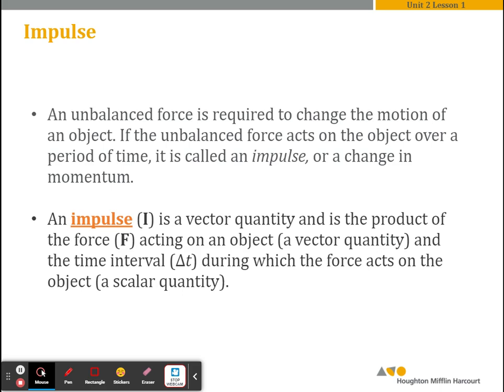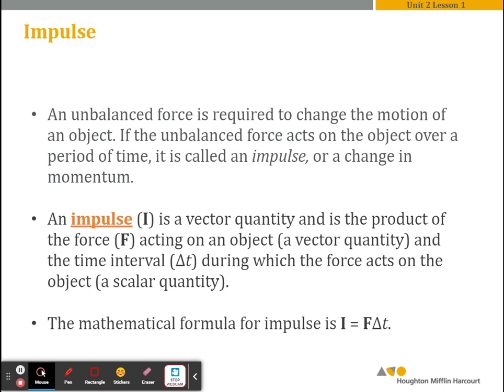Impulse is the product of the force acting on an object and the time interval. So the impulse is equal to force times delta t. The time interval is the amount of time during which the force acts on the object. Time, of course, is a scalar. It does not have direction. It just has a magnitude.